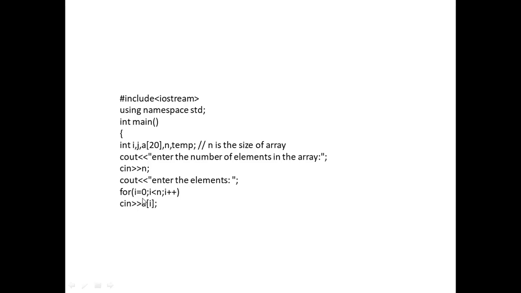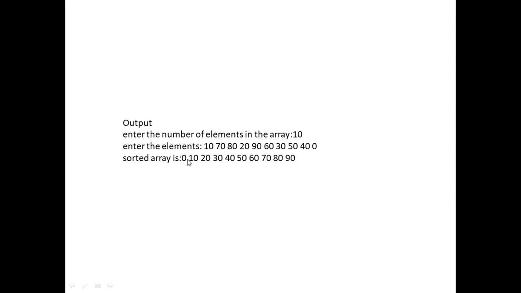And the i value should start from 0. We already know that array will start its value from 0. That means a of 0 means accessing the first element. Like this is a of 0, this is a of 1, this is a of 2, like this is a of 9, right? Not a of 10 but a of 9 since the index starts from 0. And now how does this arrangement occur?